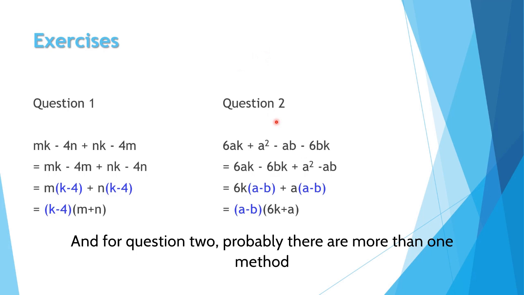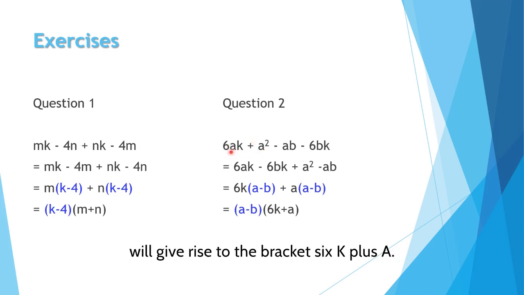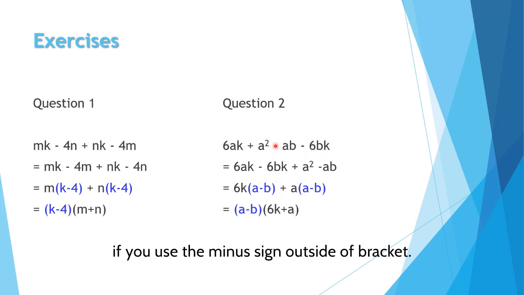And for question 2, probably there is more than one method to do it, because you can sense that for the first two terms you can also take out a, and then it would give rise to the bracket 6k plus a. And if you take out here, take out b, it will give rise to a plus 6k as well, if you use the minus sign outside the bracket.